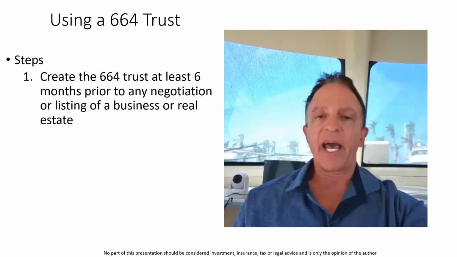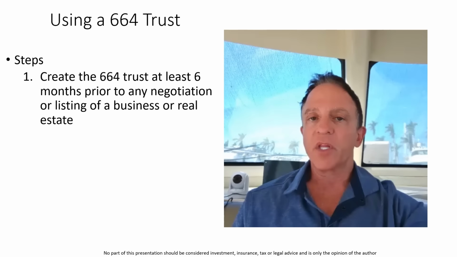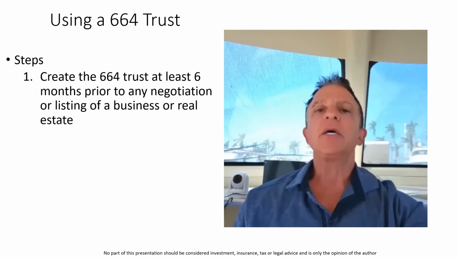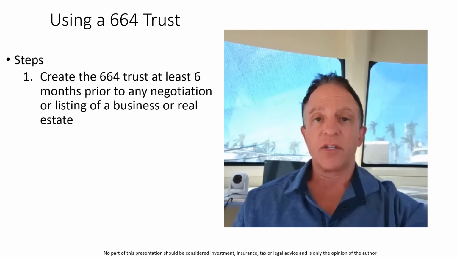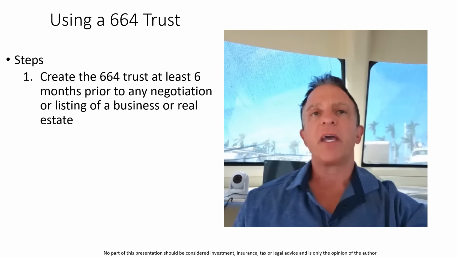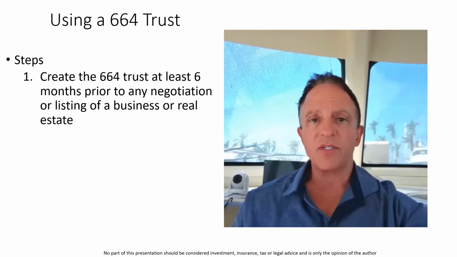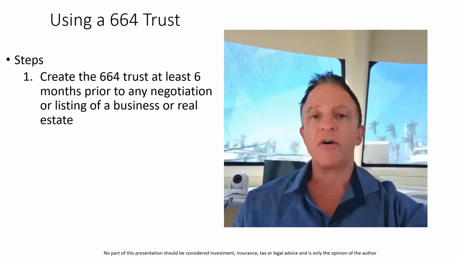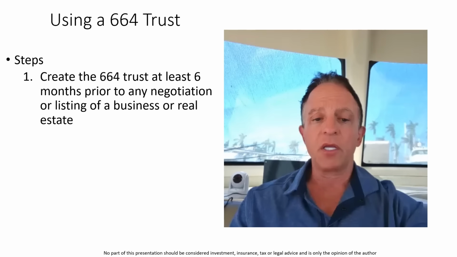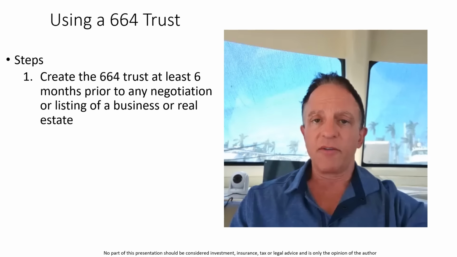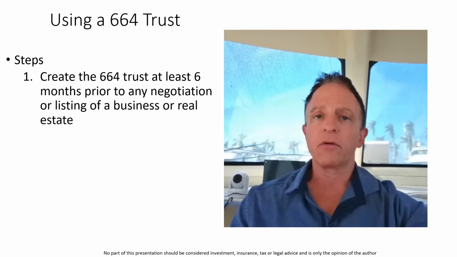Now we're going to add it. How do we add it? Well, if it's a piece of real estate, it's a quitclaim deed. It just is going to transfer the ownership into the CRT, into the 664. If we have a business, it's going to be an assignment of the stock. Again, 6 months. So you set up the account, or you set up the 664. You make the transfer at least 6 months prior to the sale.